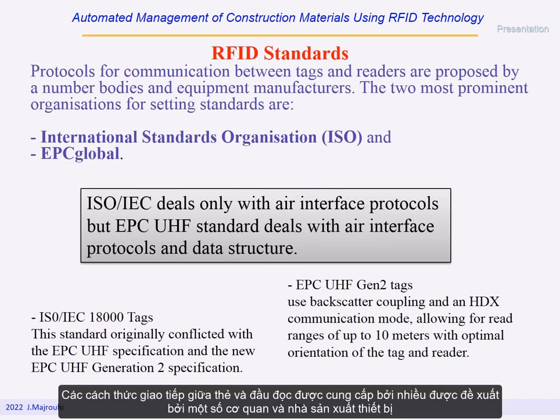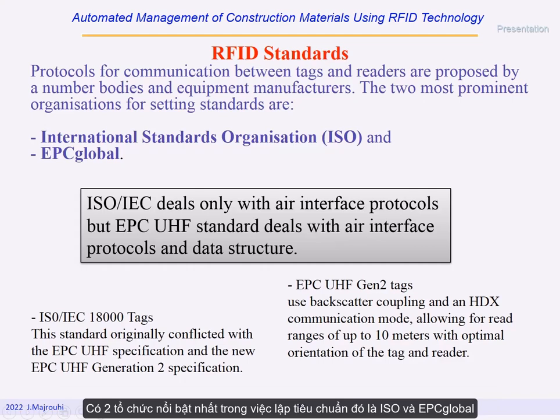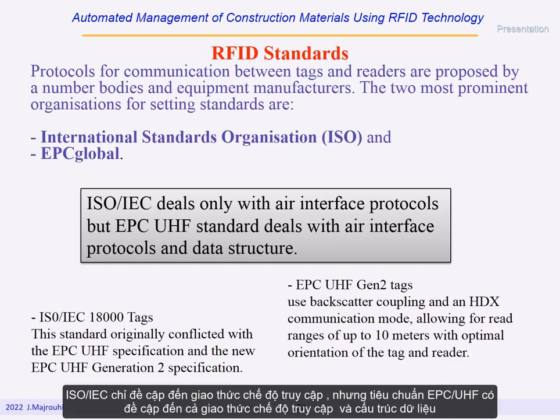Protocols for communication between tags and readers are proposed by a number of bodies and equipment manufacturers. The two most prominent organizations for setting standards are International Standards Organization (ISO) and EPC Global. ISO/IEC deals only with air interface protocols, but EPC UHF standard deals with air interface protocols and data structure.